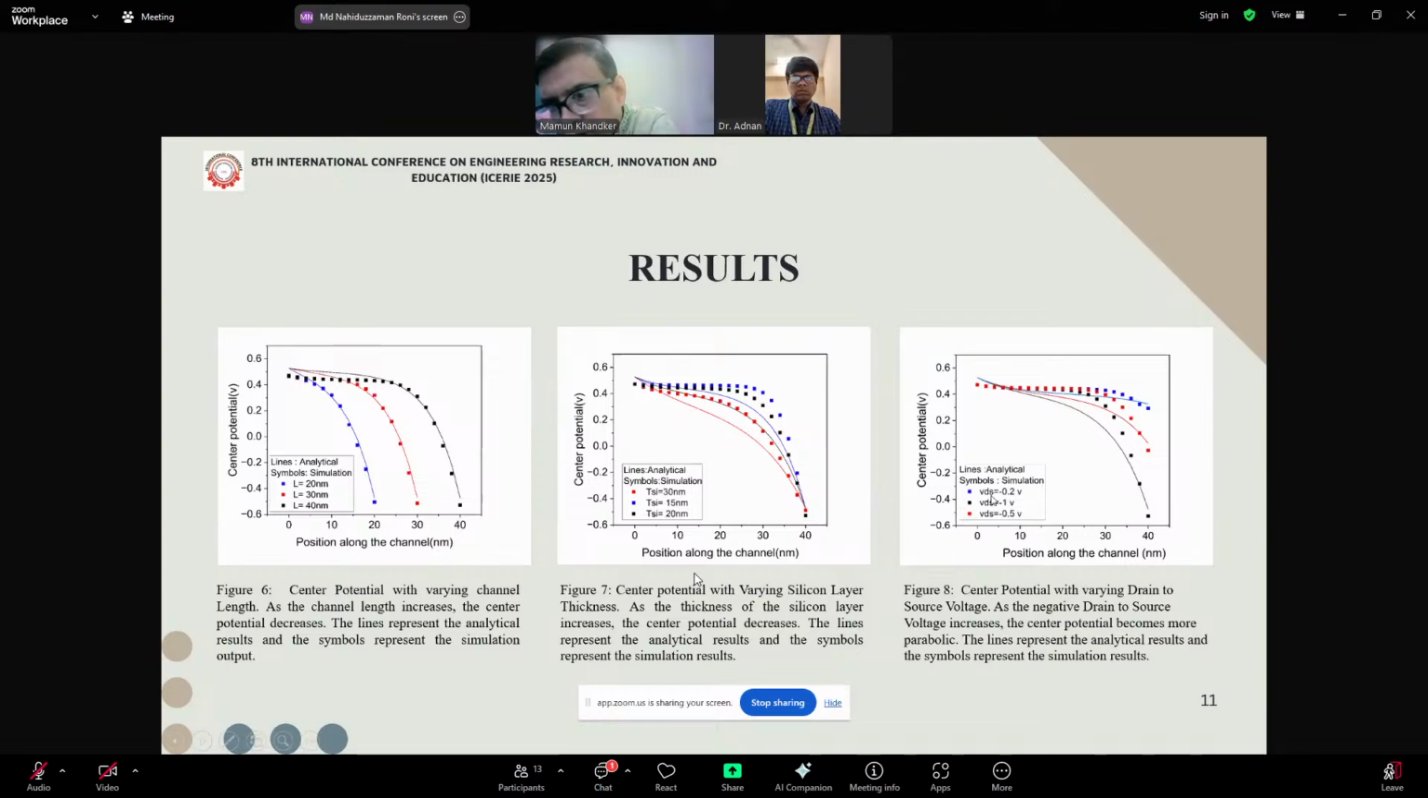Now, at figure number 8, we varied the values of VDS. We can see that as the VDS decreases, center potential increases. It is because the negative voltage at the drain end creates a negative electric field, which affects the center potential. So, the less the supply voltage, the less the electric field. Therefore, it has less effect on center potential. Therefore, the center potential increases with the decrease of VDS.